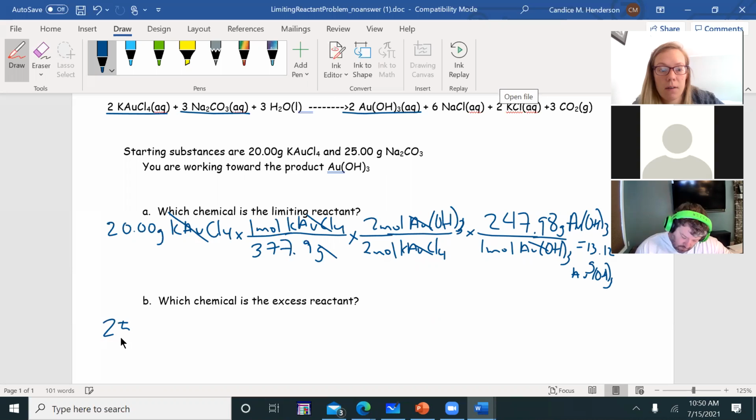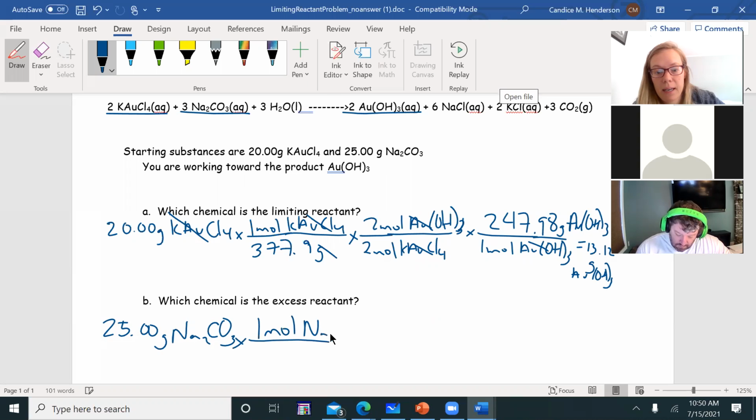So I've got 25.00 grams of the Na2CO3. We need to convert that into moles. So 1 mole of Na2CO3 is equivalent to 105.98 grams. All right, and then the relationship between that and that is 3 of these for every 2 of these.